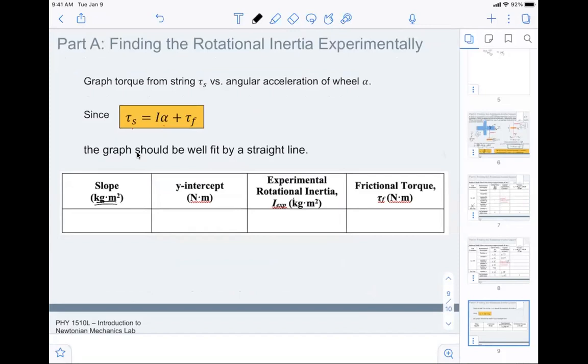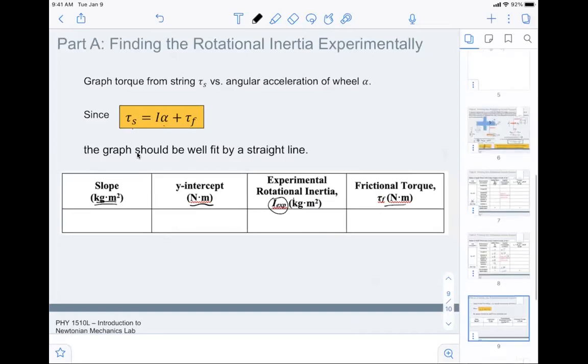Okay, and your y-intercept will be your friction. So you compare this I to the I you calculated theoretically, and that will conclude this lab. Okay, so that's all for this lab.